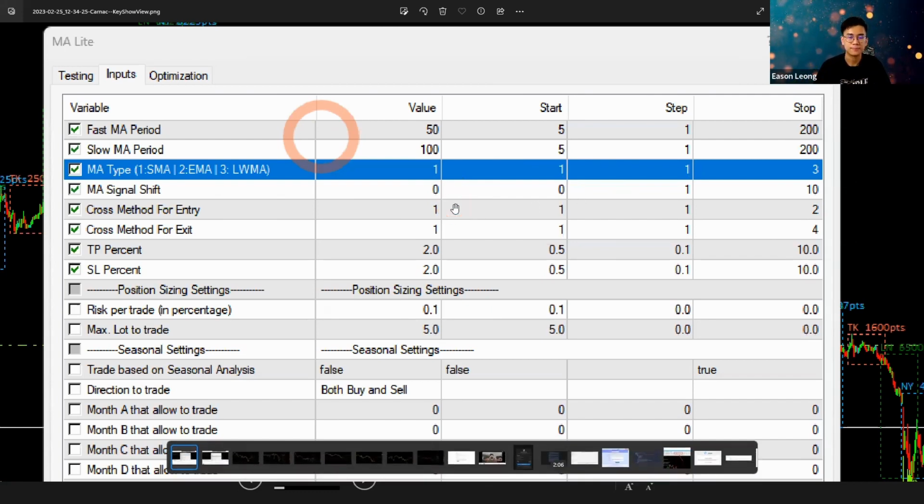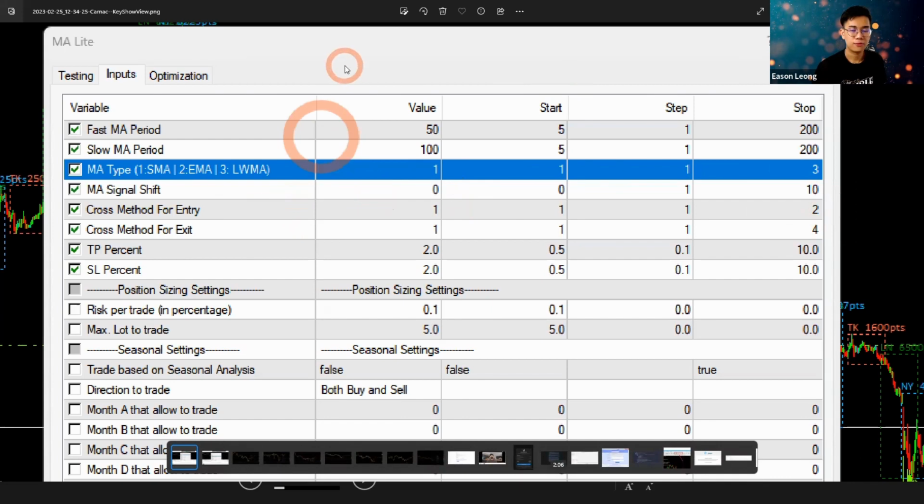Now, cross entry method: cross up buy, cross down sell. But if you use the value of 2, it will do the opposite for you. When it crosses up, it will sell when the value is 2.